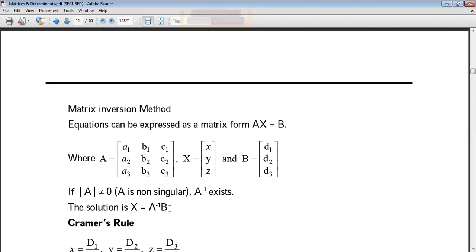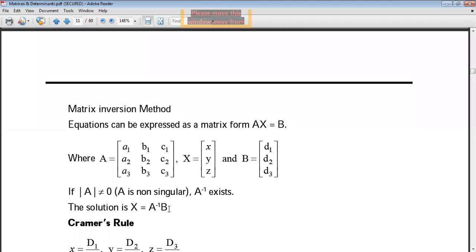We will not discuss matrix multiplication here. So for the matrix inversion method, no doubt the inverse concept is required as well as matrix multiplication. So next class we will start matrix multiplication first, then we will solve a problem by using the matrix inversion method. Okay, so this is the final formula for calculating the values of the unknowns: capital X equals A inverse into B.